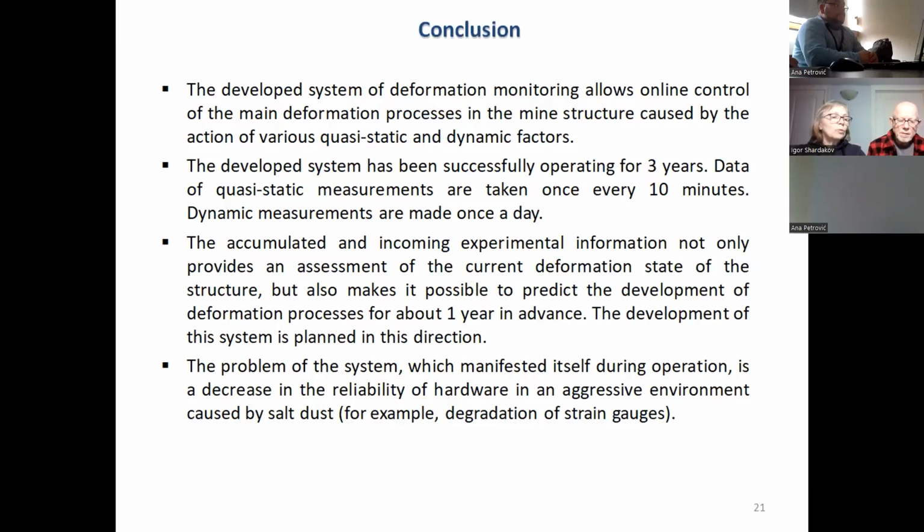Now we plan to further develop our system in this direction. We found some problems that appeared during the operation of our system. One of them is a decrease in the reliability of some elements caused by presence of sawdust in the environment. We are currently working on this problem as well.